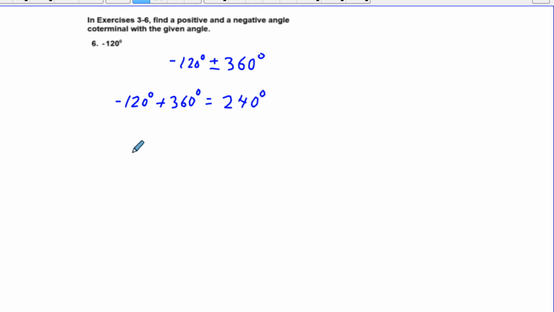There's our coterminal angle. And also negative 120 degrees minus 360 degrees will be a coterminal angle that's negative. So negative 120 minus 360 is going to be negative 480 degrees. And so that is going to be that.